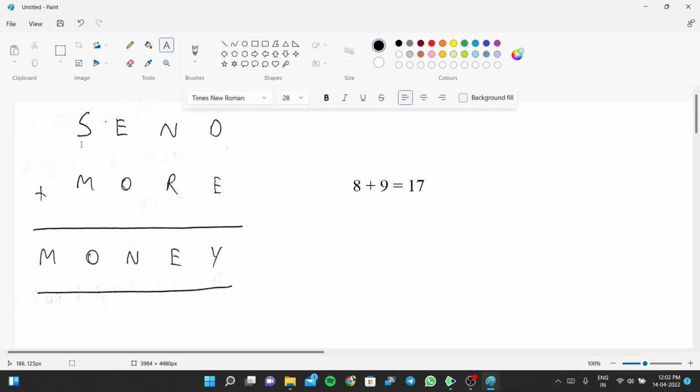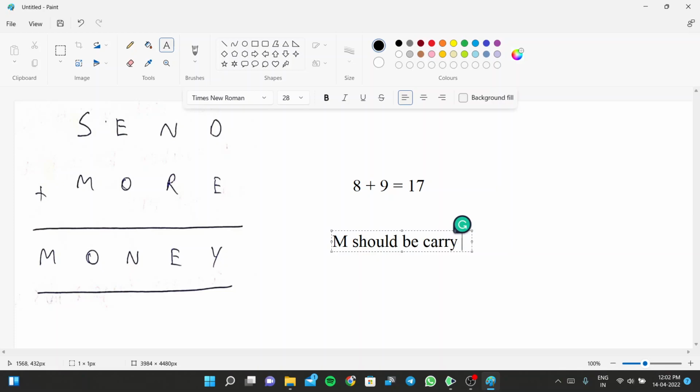But here S plus M should give me M and O. If we consider S as 8 and M as 9, then what about this? Here we need to fix one thing: M should be only the carry, that is 1. So that's the reason we can consider the M value as 1. This is fixed. So the M value is 1, and this is also 1. I will write it here.